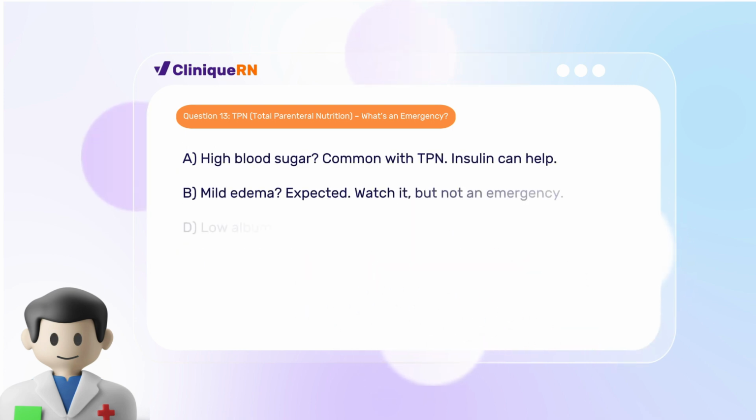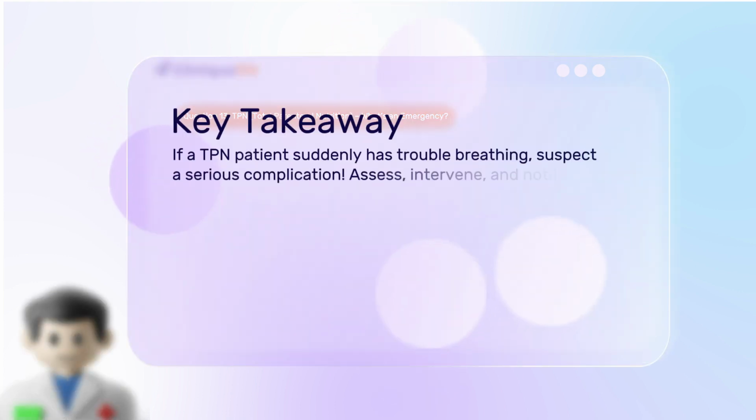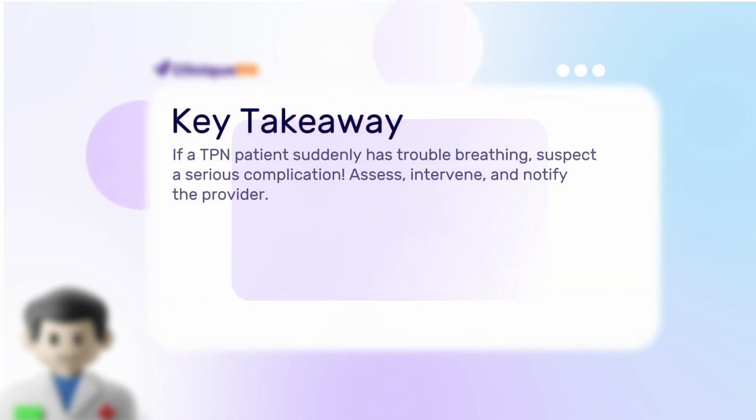High blood sugar, common with TPN. Insulin can help. B. Mild edema, expected. Watch it but not an emergency. D. Low albumin, expected in malnourished patients. Not urgent. Takeaway: if a TPN patient suddenly has trouble breathing, suspect a serious complication. Assess, intervene, and notify the provider.